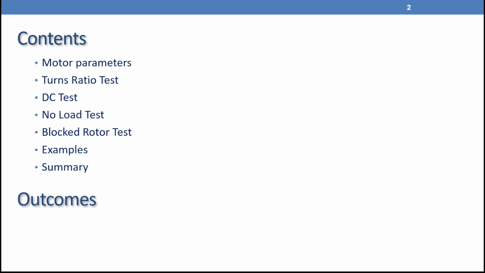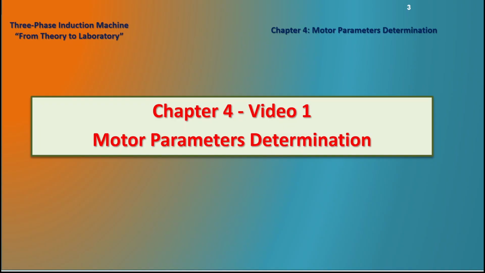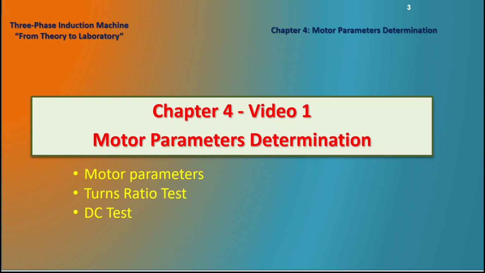So once we finish this chapter, we are going to understand how to determine the motor parameters of squirrel cage and slip ring induction motor using analytical methods, and then we are going to apply the same techniques in the lab to find these motor parameters. So we are going to start this chapter by video number 1. In this video, we are going to cover motor parameters, Turner's ratio test, and DC test.